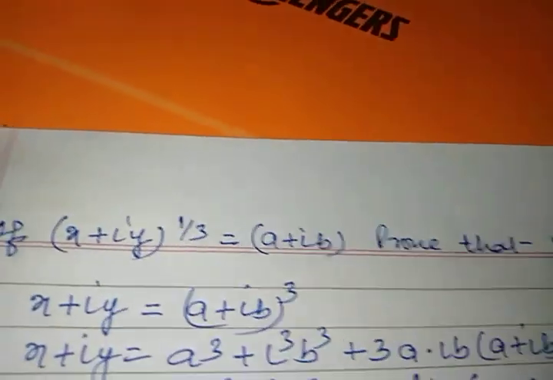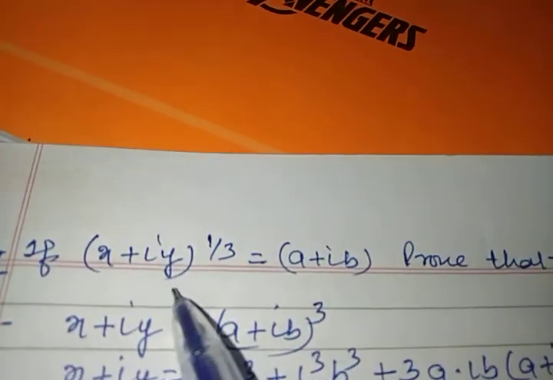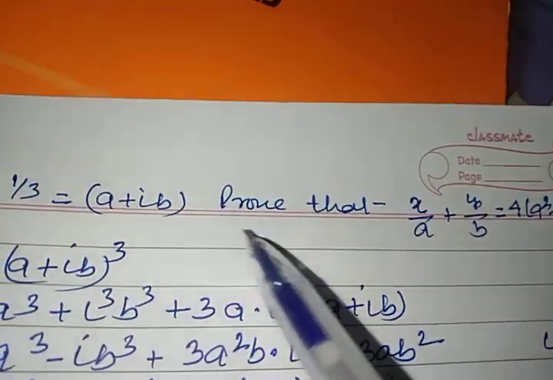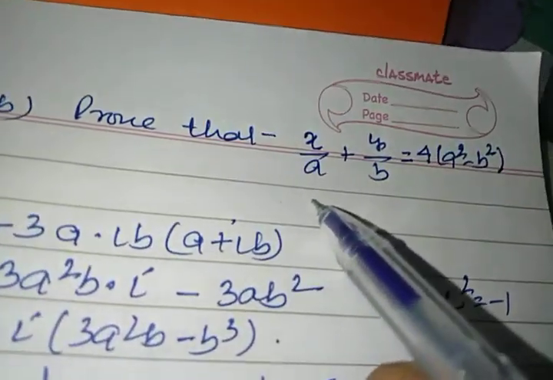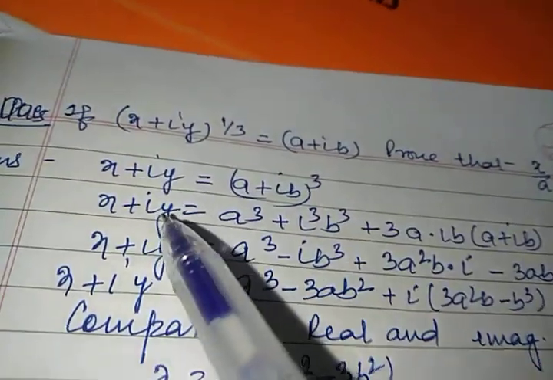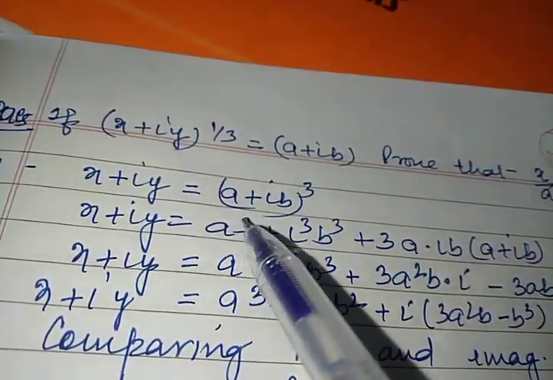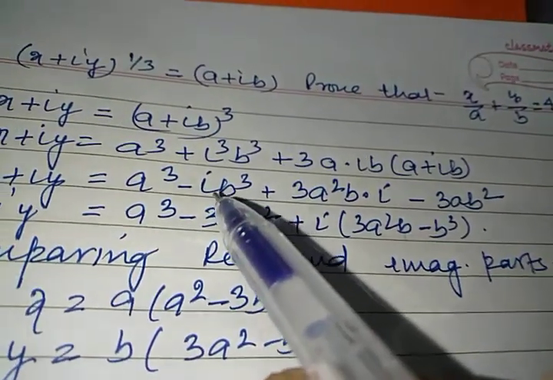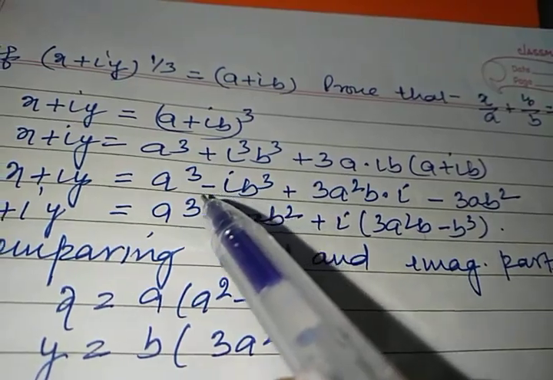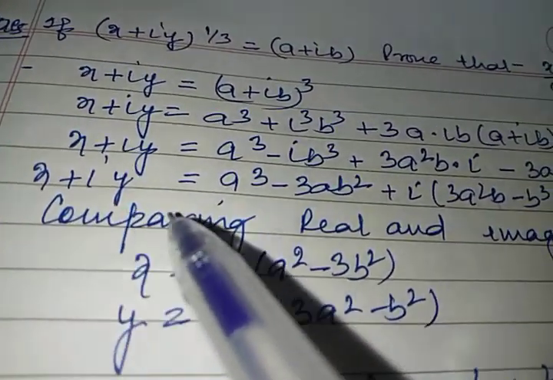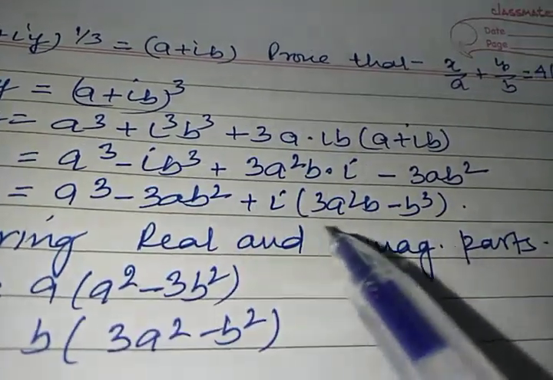Now the next question is: if (x plus iy) to the power 1 upon 3 is equal to a plus ib, prove that x upon a plus y upon b is equal to this. Now see, x plus iy will be equal to (a plus ib) whole cube. So I have opened the cube and I have solved all i square, i cube, etc. So we are coming up to here, x plus iy, we are left with these things.